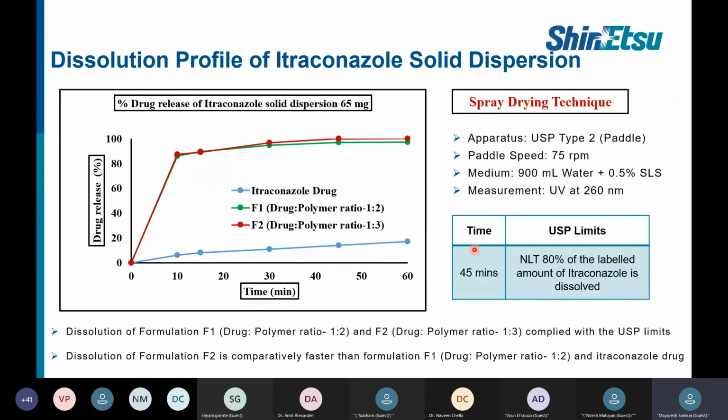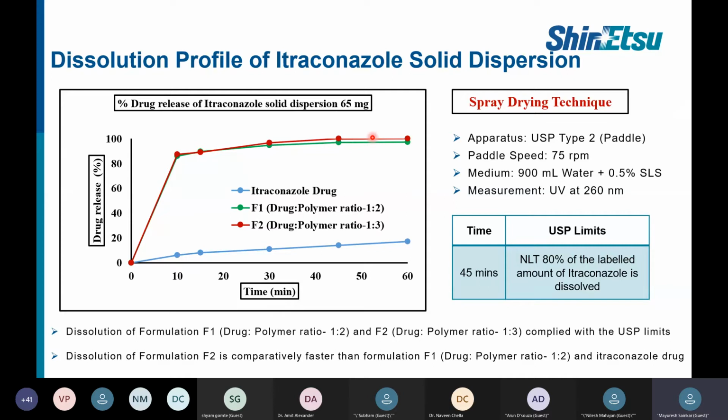In this case as well, you can see the drug release. When the drug polymer ratio was 1:2 and 1:3, it drastically improved the solubility and also maintained the levels. We can conclude that dissolution of the formulations using 1:2 and 1:3 complies with the USP specification, and dissolution in the case of F2 is comparatively faster than F1 and itraconazole. So out of these, F2 is probably the better one in terms of solubility improvement, and that is the one we can select for the higher scale.